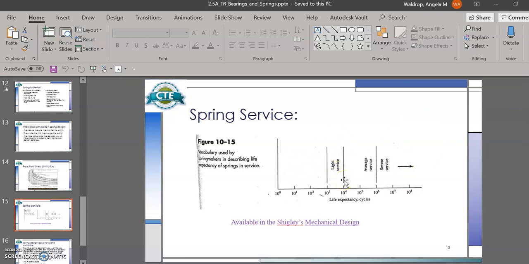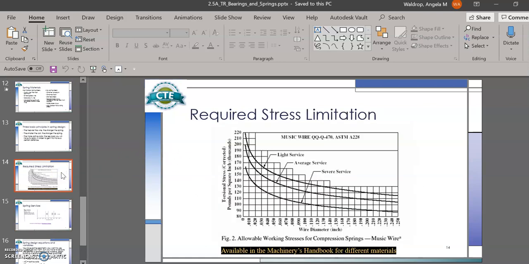Okay, basically you need to look at how many cycles you want the spring to have and then find which service is needed. Keep that in mind how it's shown. See this axis here, it's an exponential. So 10 to the 2 is 100 cycles, 10 to the 3 is 1,000 cycles, and so on. Basically 10 to the 7th would be a good way to say that it's going to last a very long time. Once you have the service level defined, you're going to go back to this chart here.